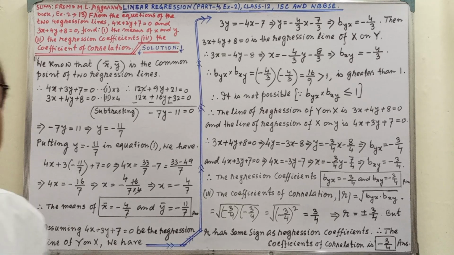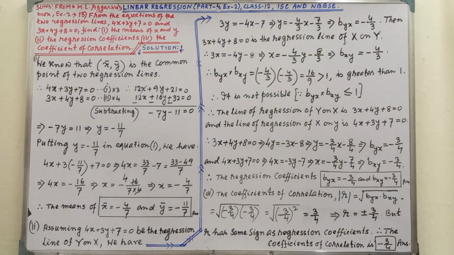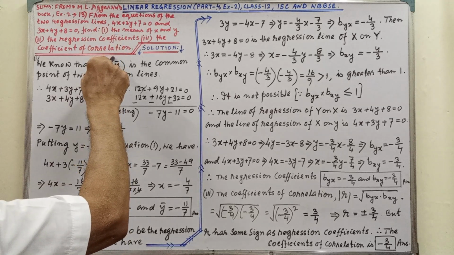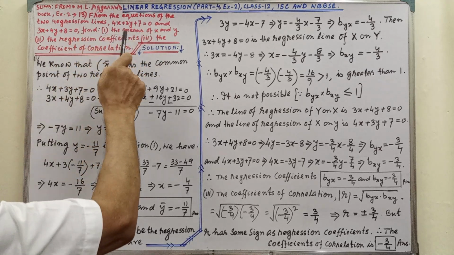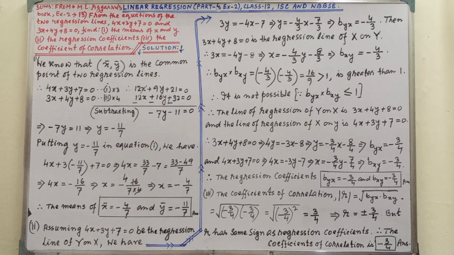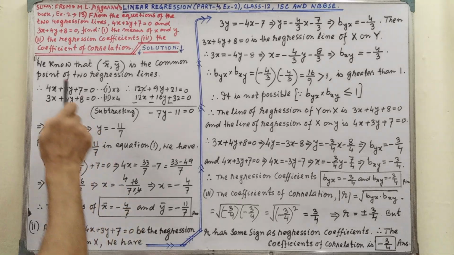Now please pay your attention on the board. Sums given from ML Agarwal's book, exercise 2, sum number 13. You will get the sum in your book, and here also it is written clearly. From the equations of the regression lines, we have to find the means of x and y. If you follow one time, then easily you will understand.